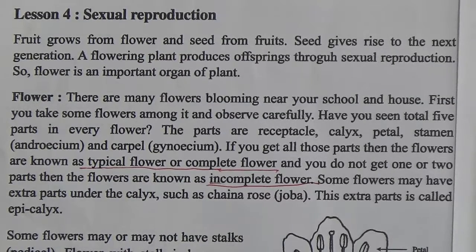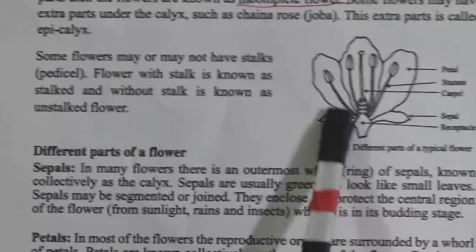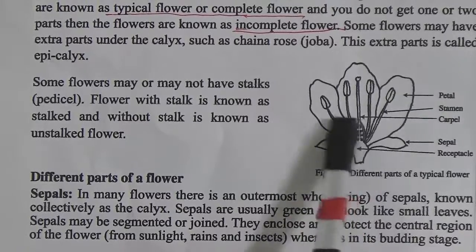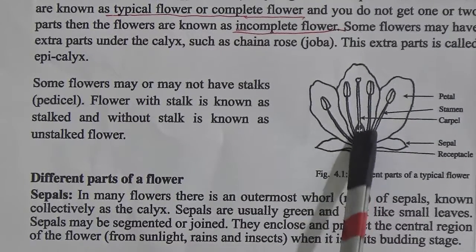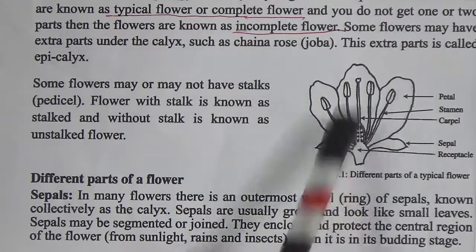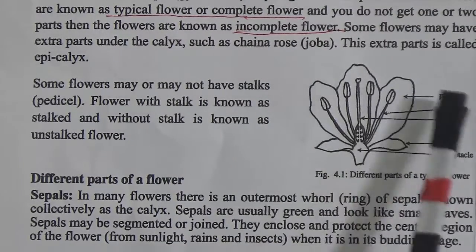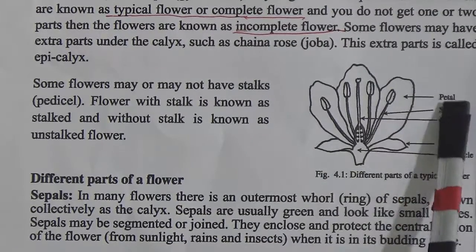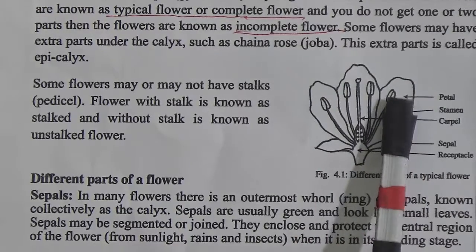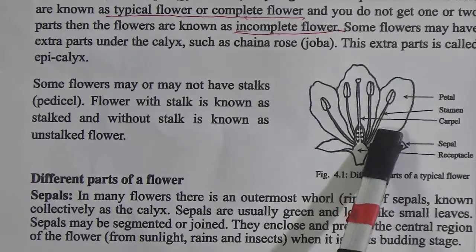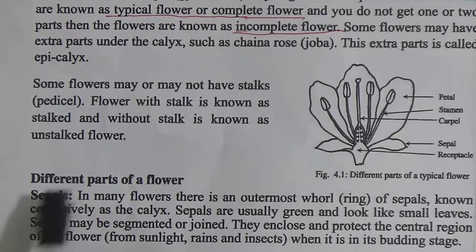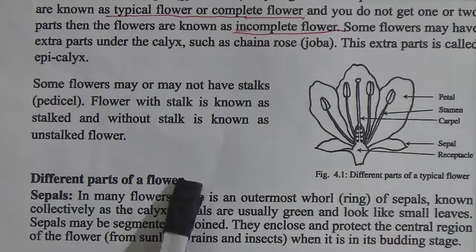Now come to the flower's picture. These are the different parts in the picture. This part holds the flower. This is known as the receptacle. After the receptacle there is the sepal, that also helps the flower to hold the rest of the parts. This middle part is known as the carpel, or the gynoecium, the female reproductive organ, and that is the stamen, the male reproductive organ. This bigger part of the flower which makes the flower beautiful and attractive is the petal. Now come to the description of the different parts of the flower.